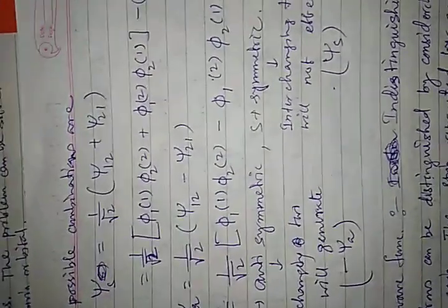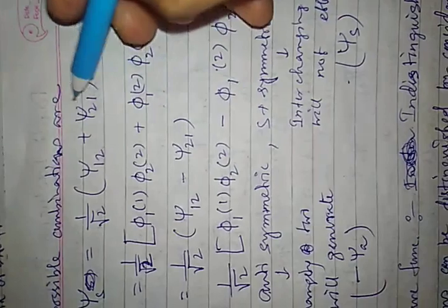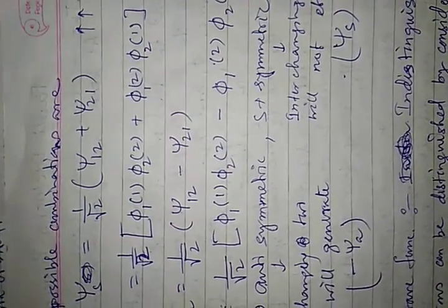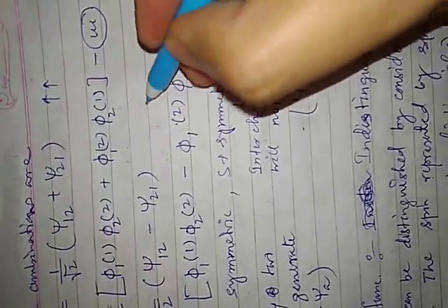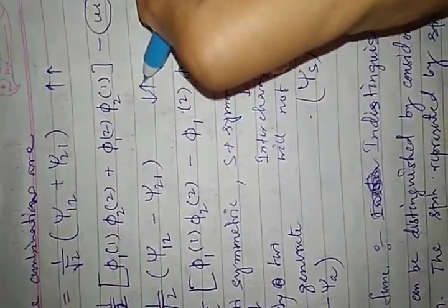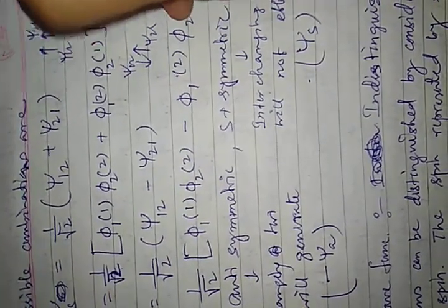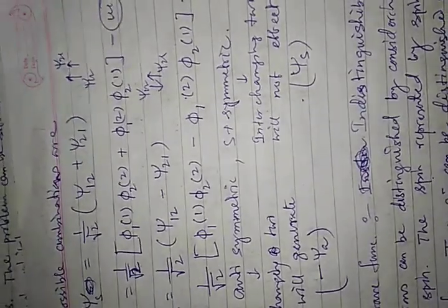That means if I consider these two wave functions as vectors, then what will happen? These two vectors are aligned in the same direction, and here the two vectors are aligned in opposite directions. That is my psi 1 2, and this is psi 2 1. So they are aligned in the same direction.